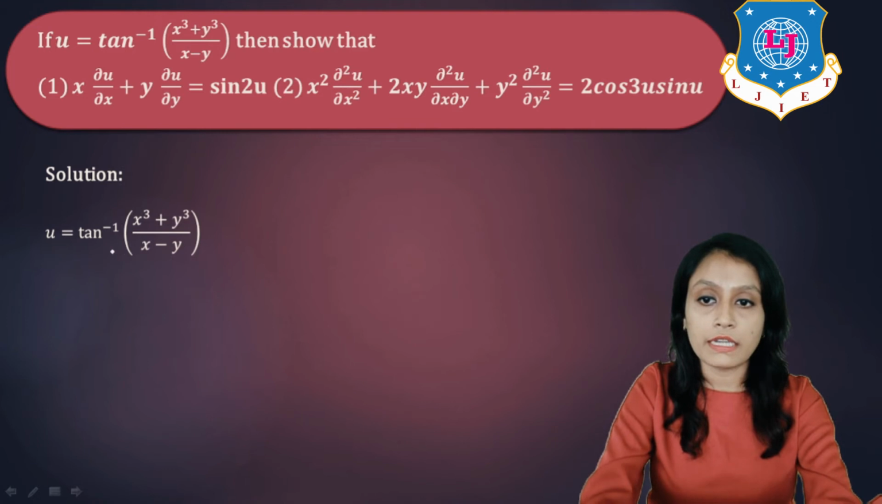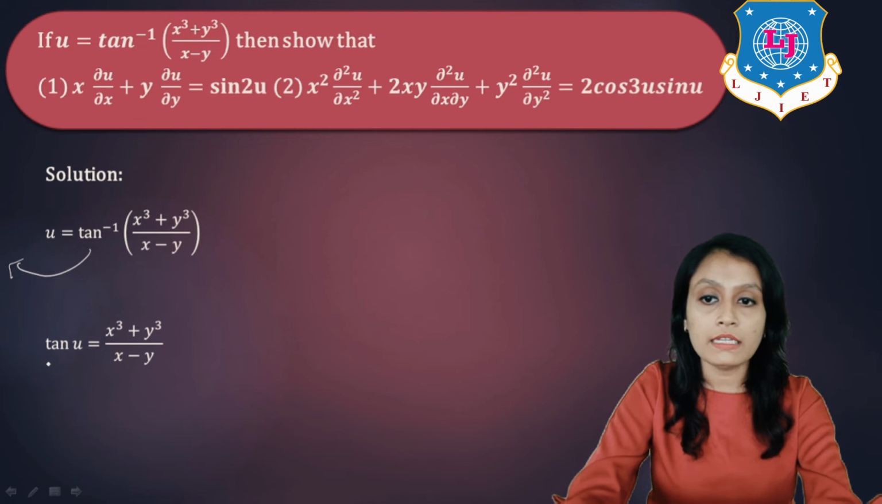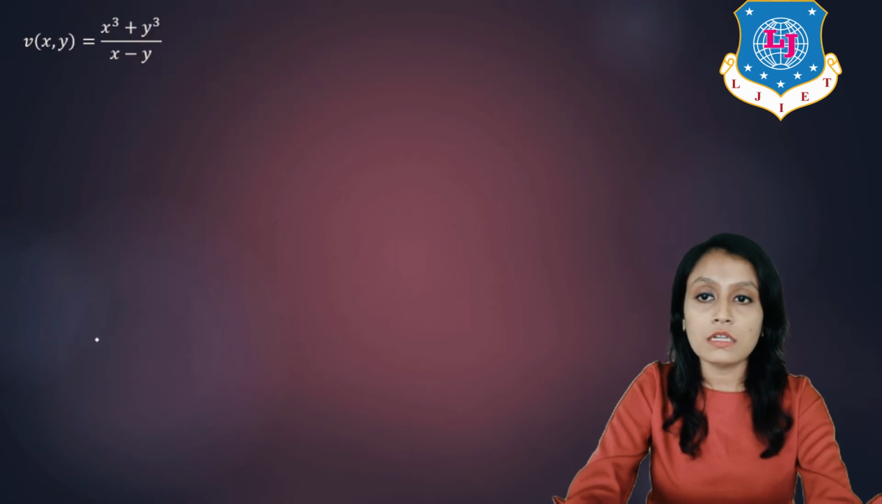Here u is given, that is tan inverse of x cube plus y cube upon x minus y. So u is some function of v. So firstly we will bring this tan inverse here. So you will get tan u is equal to x cube plus y cube upon x minus y. Now consider this x cube plus y cube upon x minus y as v of x, y.